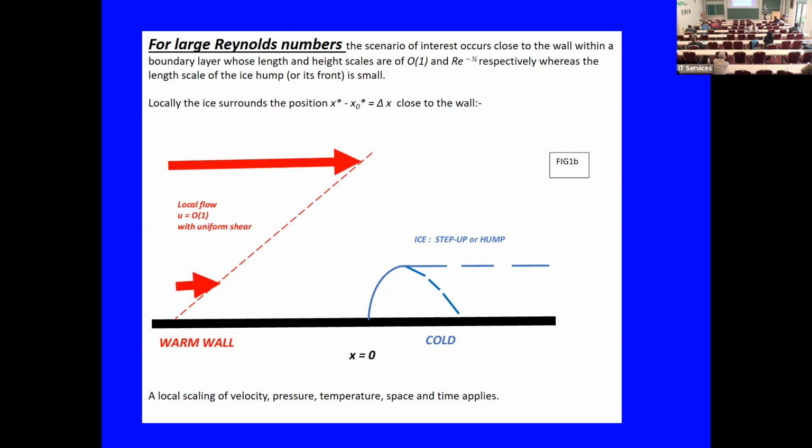There's the warm wall, there's the cold wall. x equals zero now is the start of the ice hump. And we apply a local scaling of velocity, pressure, temperature, space and time. I'll leave out the details on that. What we get is a boundary layer system, as shown here: full continuity, full inertia, pressure gradient, but the viscous diffusion term is dominated by d squared u by dy squared, because we've got a relatively small y scale compared with x. Likewise, in the temperature equation, it's theta yy. Theta is the unknown temperature. And there are Prandtl numbers there. And the pressure p is independent of y, as usual in a thin layer approximation.